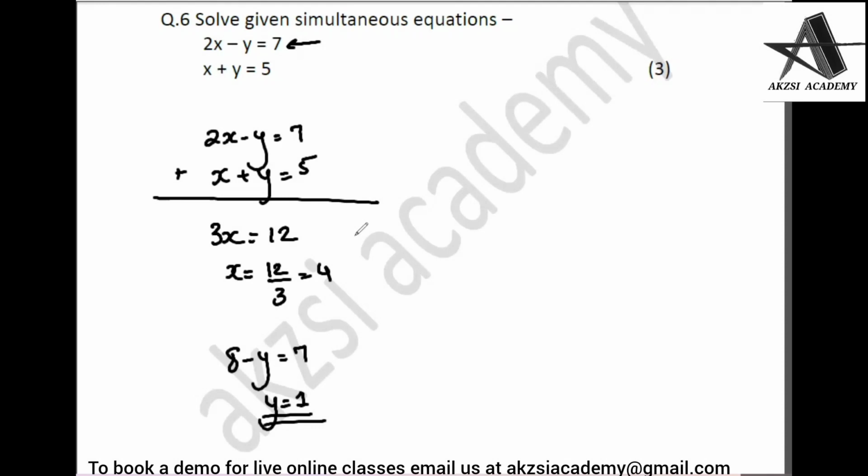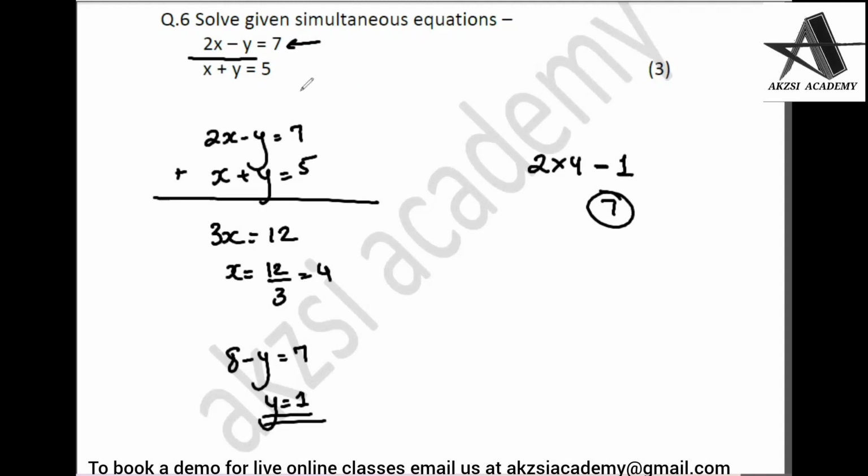There's one more thing that you can do, that is checking. If you are a little bit confused whether you did it correctly or not, just put those values in to check it. Put the values of x and y on the left hand side of equation 1 to see whether you get it correct or not. 2 times 4 minus 1, 8 minus 1, 7. Right, that's correct.